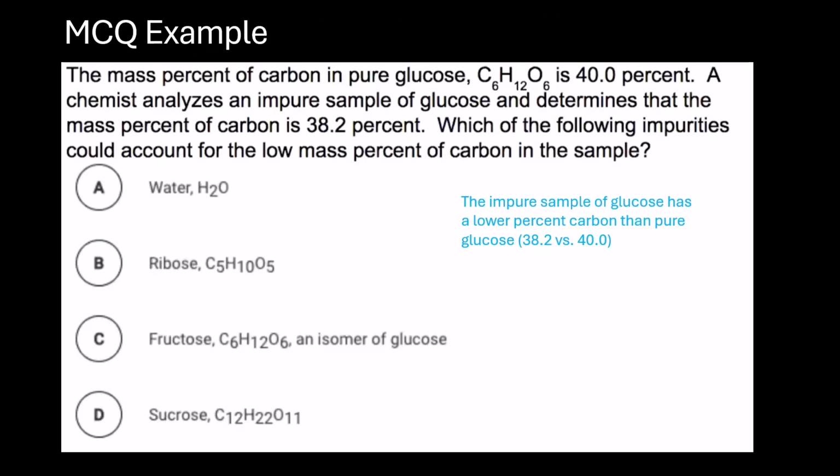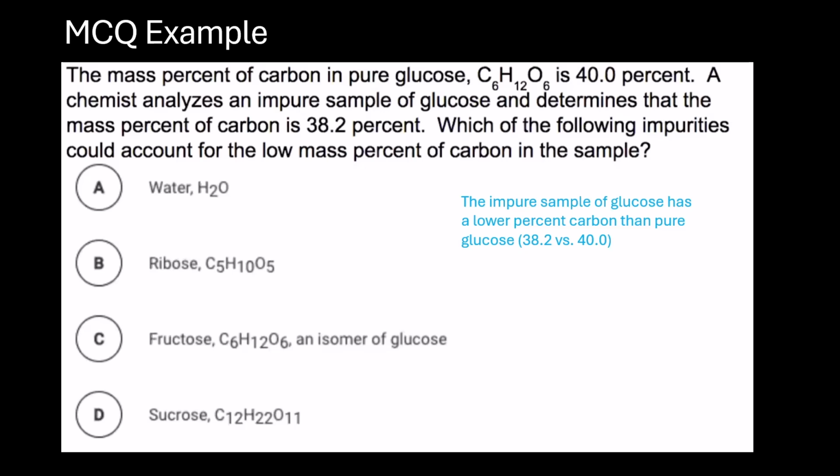Here's an example that you could see on a multiple choice question. So the mass percent of carbon in pure glucose, C6H12O6, is 40%. A chemist analyzes an impure sample of glucose and determines that the mass percent of carbon is 38.2%. Which of the following impurities could account for the low mass percent of the carbon in the sample?